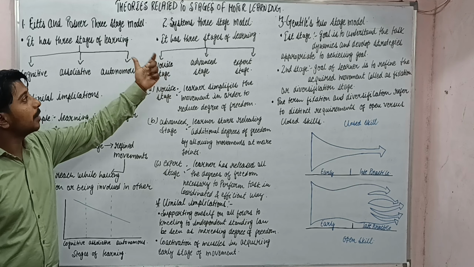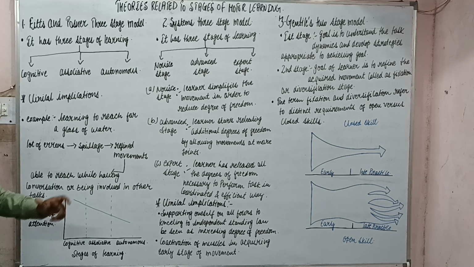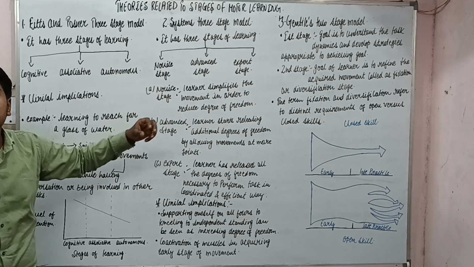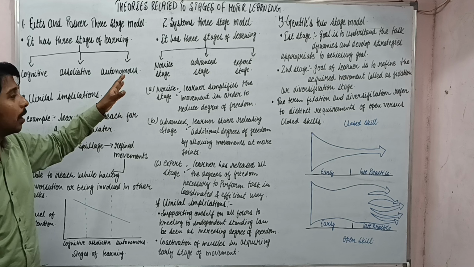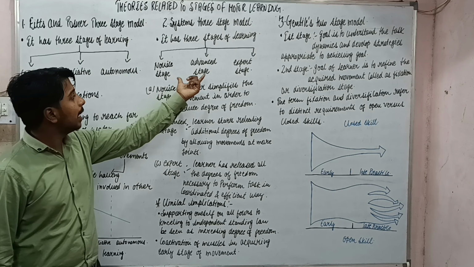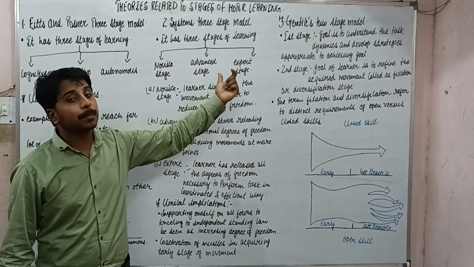Second is the systems 3-stage model. There are again 3 stages. Novice stage, that is the infant stage also. It is written as infant stage in some references. Then advanced stage, then expert stage.